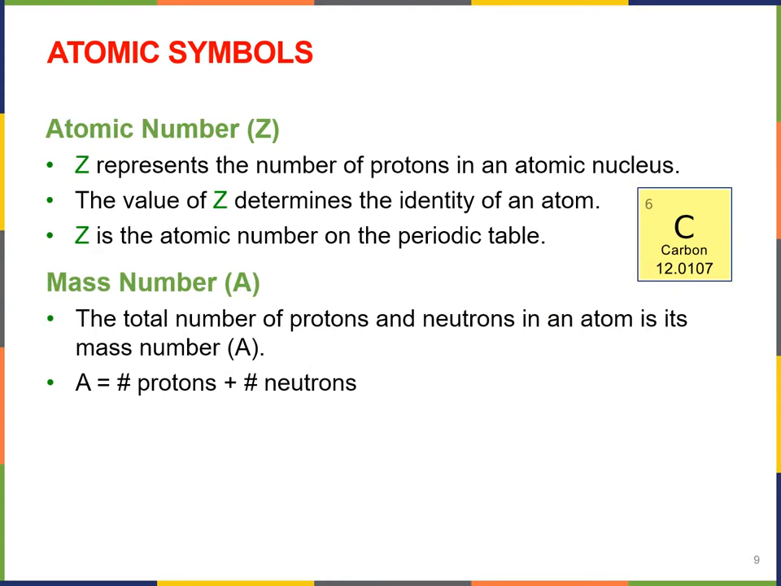So to review, the atomic number Z represents the number of protons in the nucleus. And the value of Z, or in other words, the number of protons, determines the identity of the element, what kind of atom it is. And you can find Z on the periodic table. The mass number A is a second value we're interested in, which is the total number of protons and neutrons in an atom. And it's called the mass number because the mass of the atom resides almost entirely in the protons and in the neutrons, not the electrons.